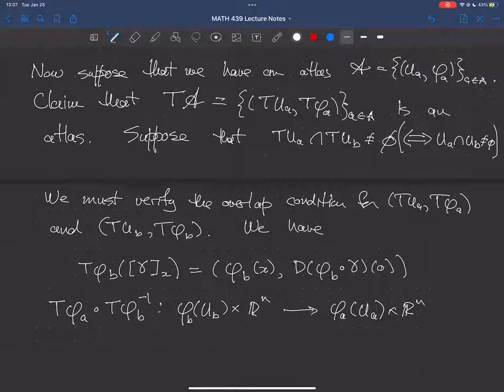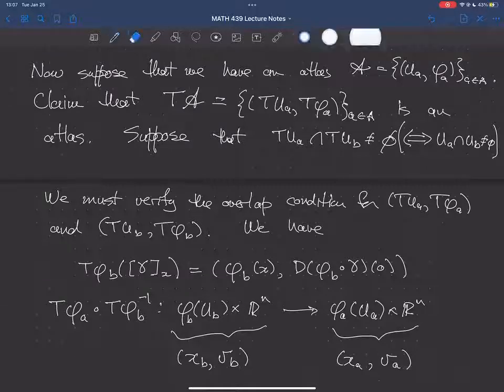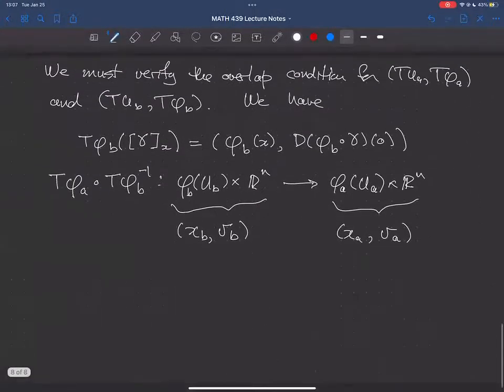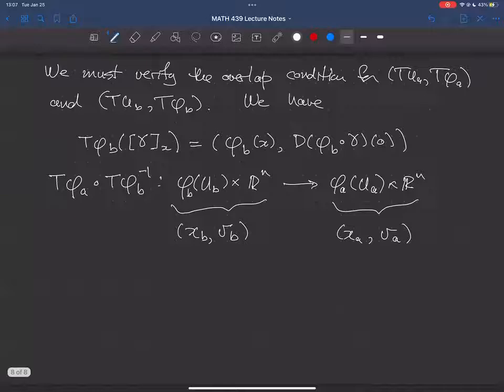So I'm going to write a point in here as (X_B, V_B), okay? And then a point over here, I'm going to write it as (X_A, V_A), okay? And the overlap condition, all it does is it just relates these two representations. So let's see if we can deduce what that is.